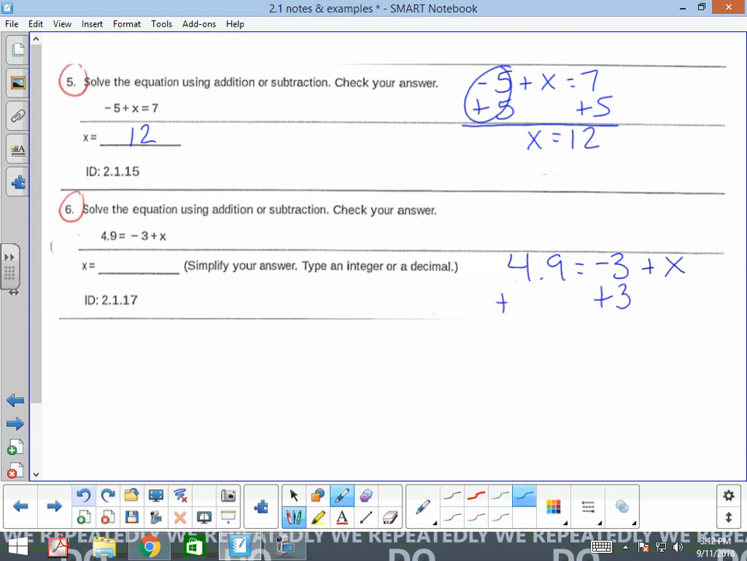Do the opposite. Notice where that 3 is going to line up. It's lining up underneath the 4 because that 3 is in the ones place. There's a 0 in the tens place for that 3. So add, so that's 7.9 equals x. And notice this time it says type an integer or a decimal. So I am going to type a decimal.